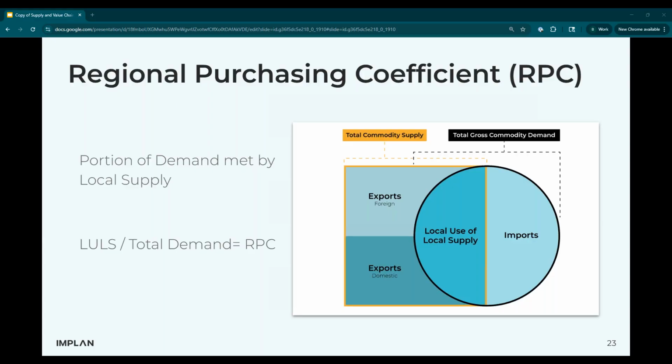So imports are considered a leakage in IMPLAN. Those dollars are not going to be used to create additional rounds of spending in industry events unless that process is MRIO'd to the exporting region, so multi-regional input-output. Using that MRIO capability allows you to track those dollars as they move through the domestic economy.